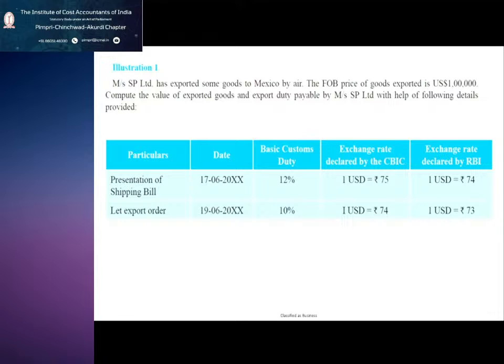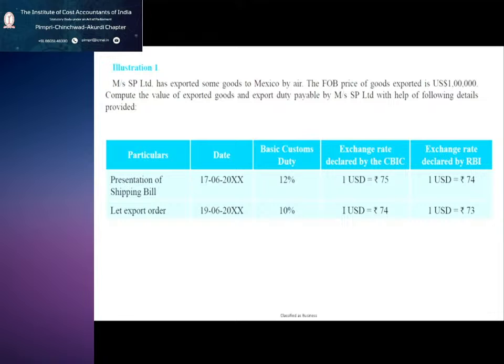Mrs. SP Limited has exported some goods to Mexico by air. The FOB price is $1 lakh. So they have exported some goods to Mexico by air and the exported value is $1 lakh. Compute the value of exported goods and export duty payable. So how are we going to compute this value of exported goods and how much duty do we need to pay?